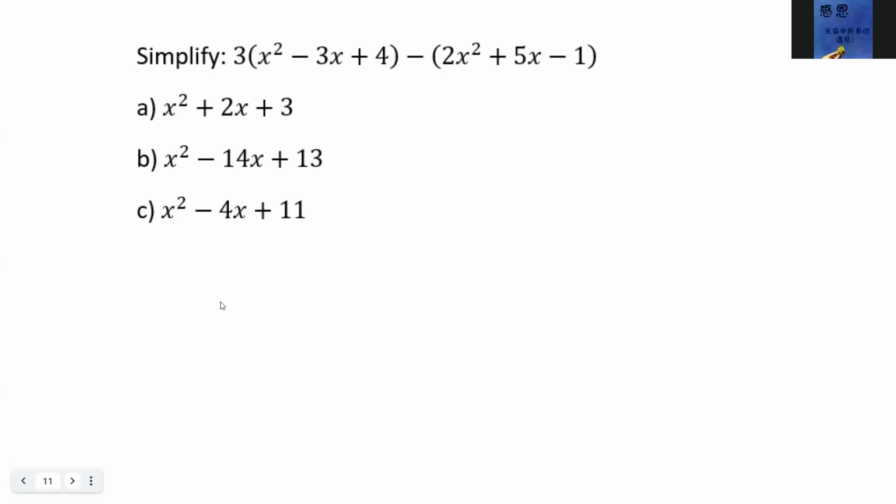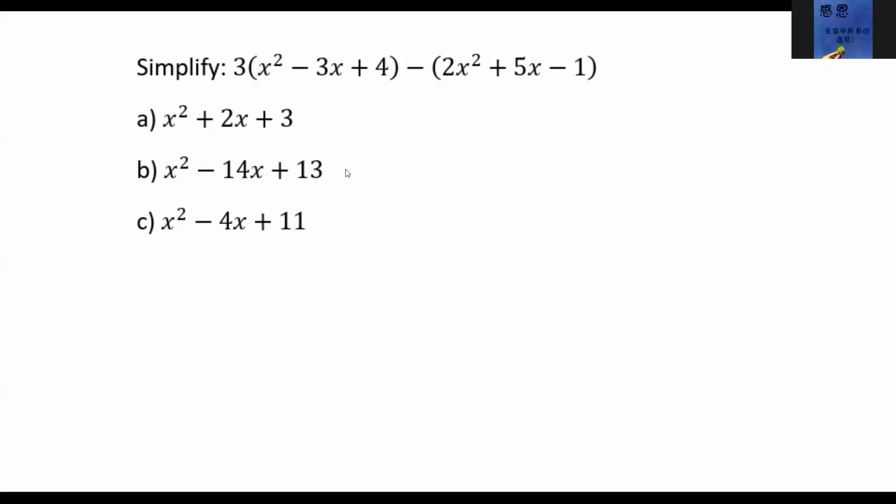Actually, I should do the question as well. I shouldn't take it for granted that you know how to do this. So just in case you don't, watch. First, I have to do 3 times everything in the brackets. So I'll be using the distributive property. And then here in front of the second brackets, it's actually a negative 1. So multiply negative 1 by each of the terms in the second brackets.